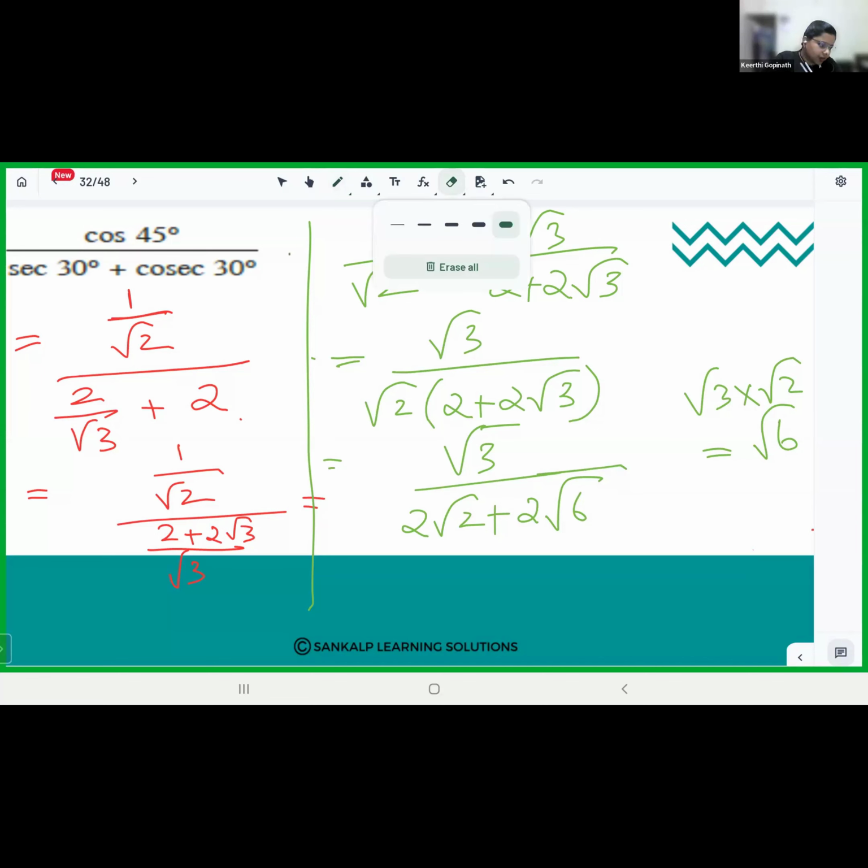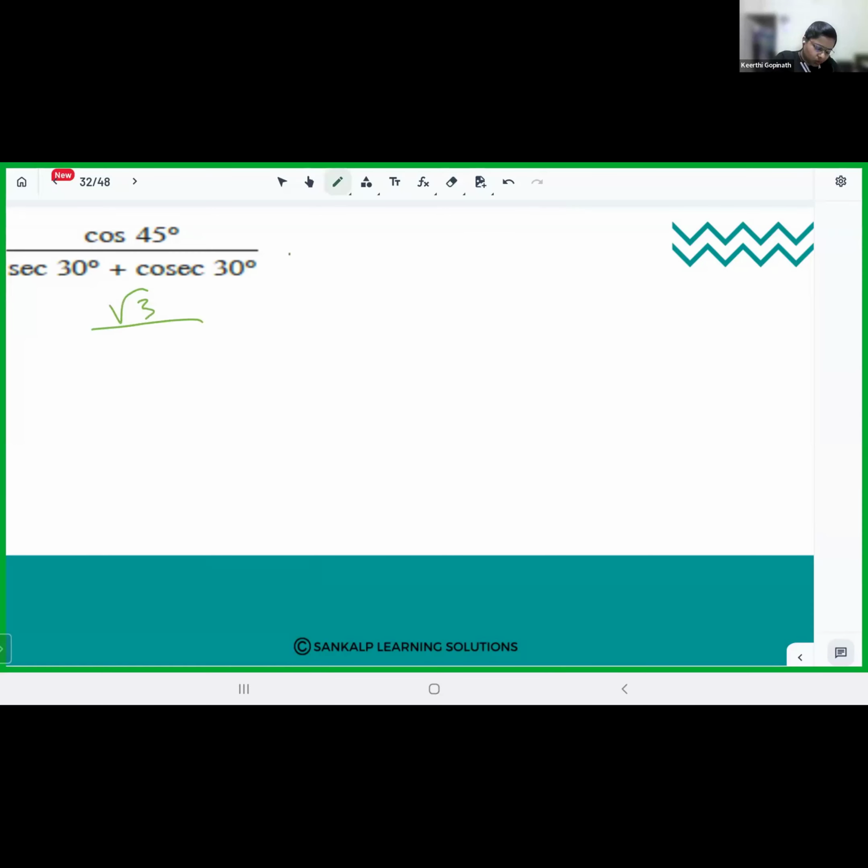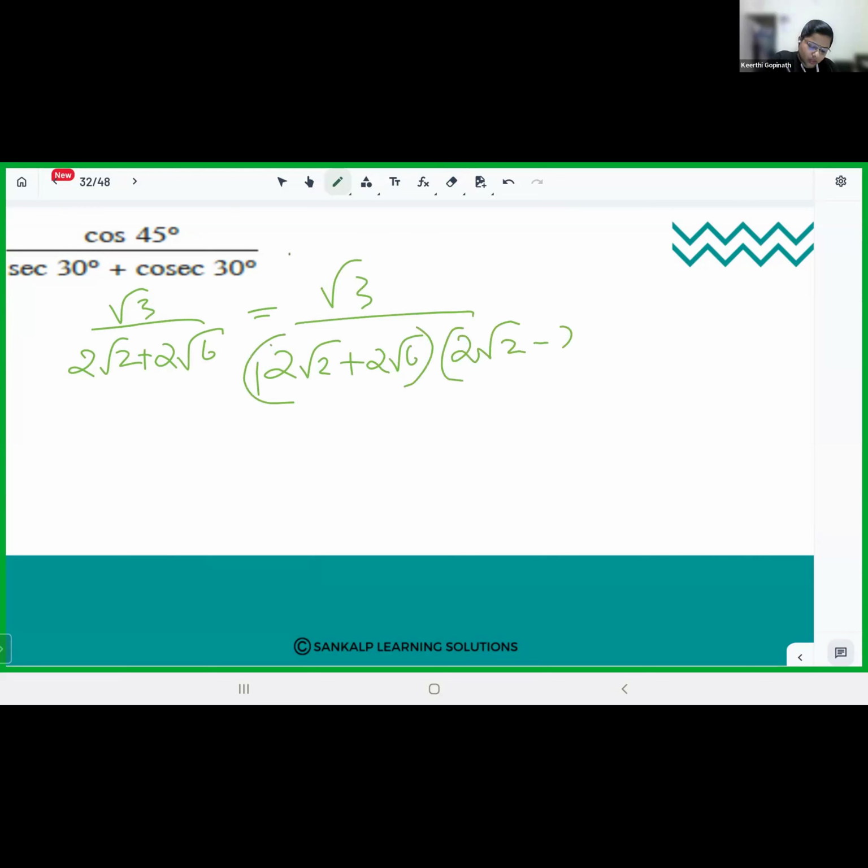So what we have obtained? Root 3 by 2 root 2 plus 2 root 6. That is equal to, to remove the root from the denominator, we are going to multiply this with its conjugate. Okay. That is root 3 by 2 root 2 plus 2 root 6. Its conjugate is 2 root 2 minus 2 root 6. You multiply the same value with the denominator also. That is 2 root 2 minus 2 root 6.